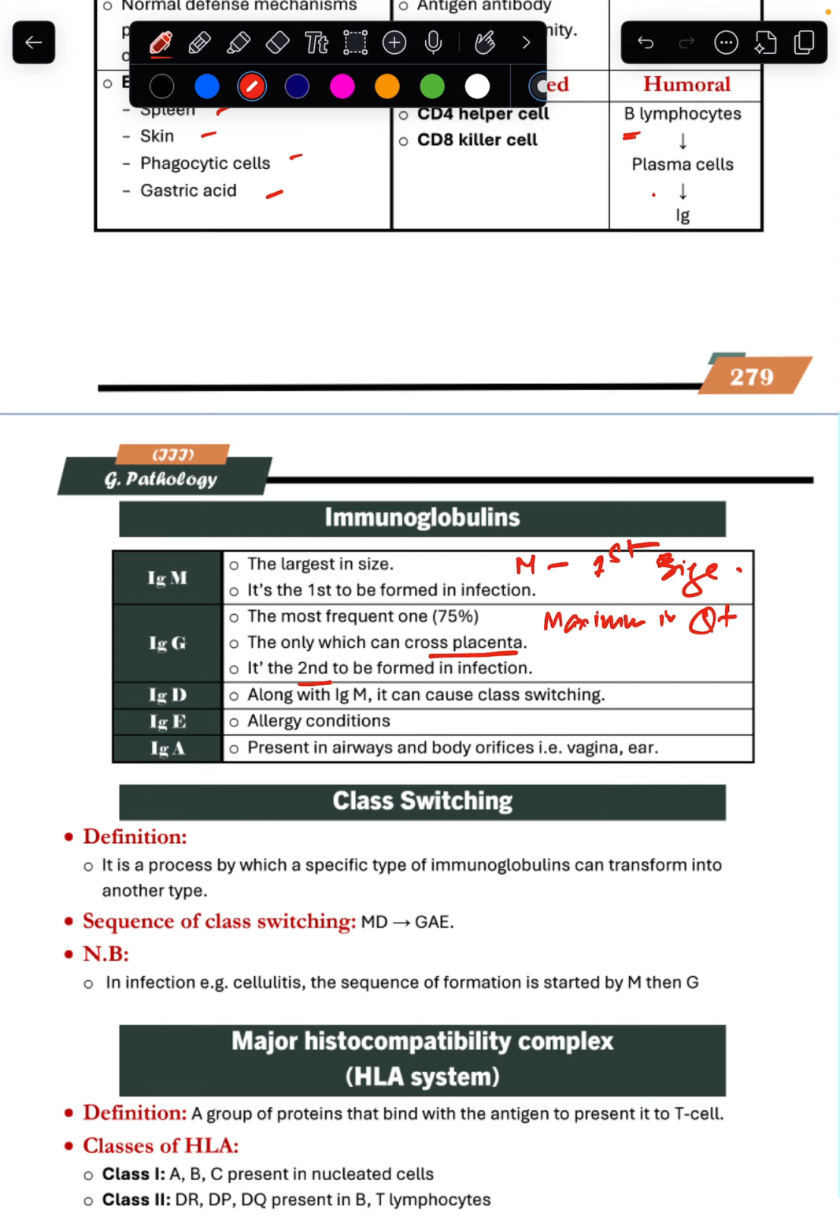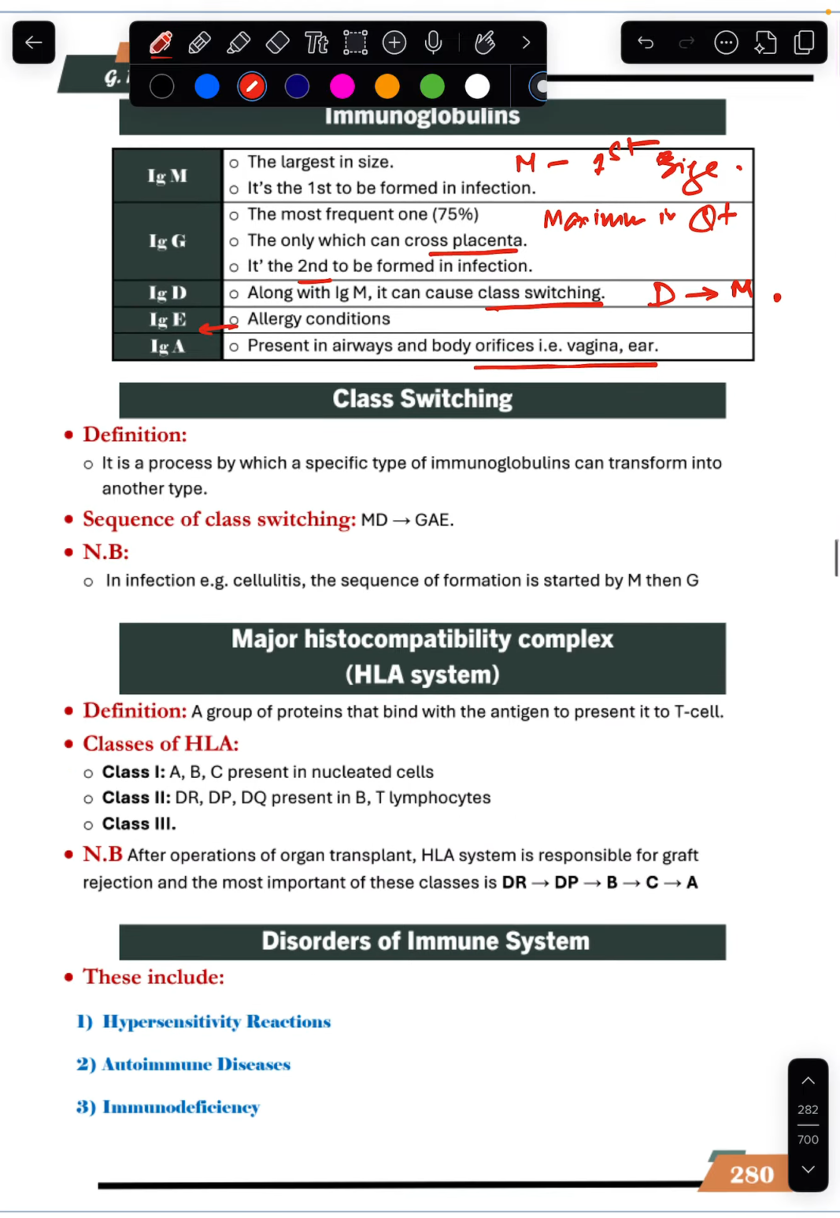Along with M, there is class switching. D switches to M. E is for allergy. A is present in mucosa and orifices. Class switching is by specific antigen, from M to D, G, A, E. In infection, the sequence of formation starts from M to G. First M is formed, then G is formed.